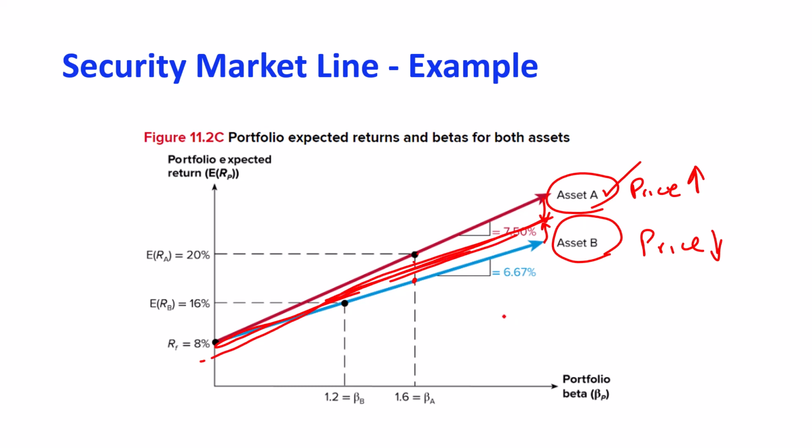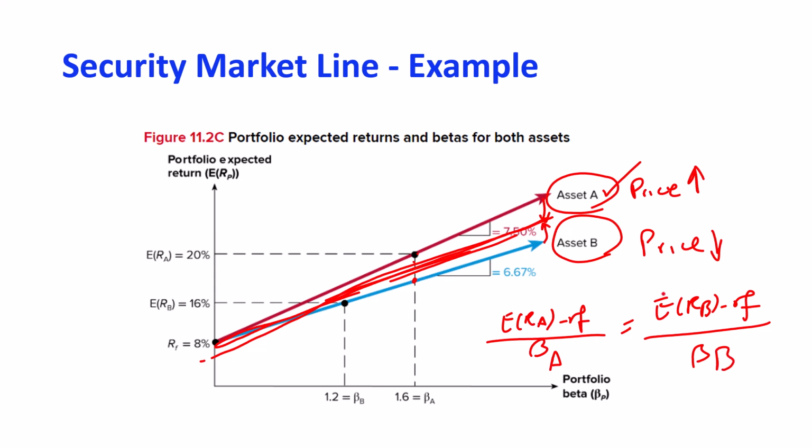Meaning that we are going to see that expected return of asset A minus risk-free rate over beta of A will be the same as the expected return of B minus risk-free rate over beta of B. So they will basically converge into one line, and both assets will have the same reward to risk ratio, will have the same slope.